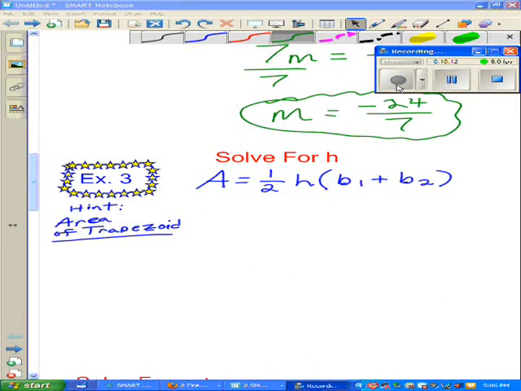Here's kind of where it gets a little funky. Y'all may or may not recognize this equation. This is a popular equation that you did last year in your geometry classes. This is the area of a trapezoid.